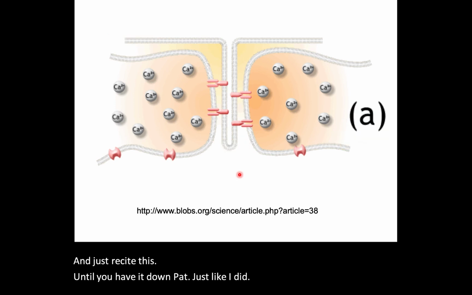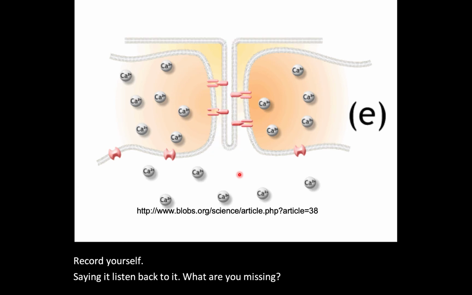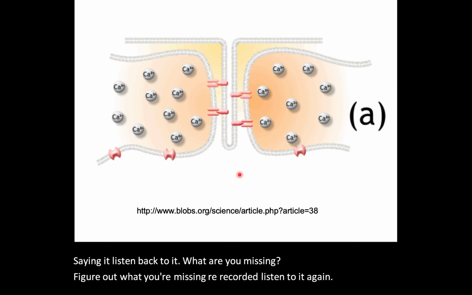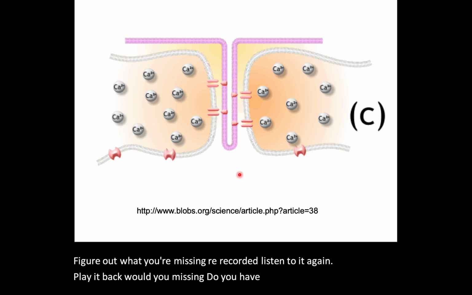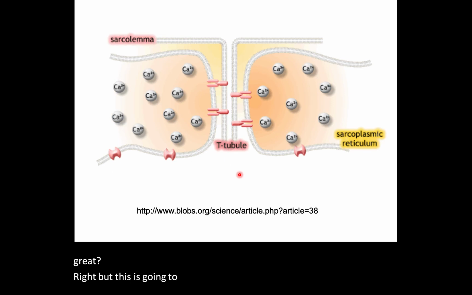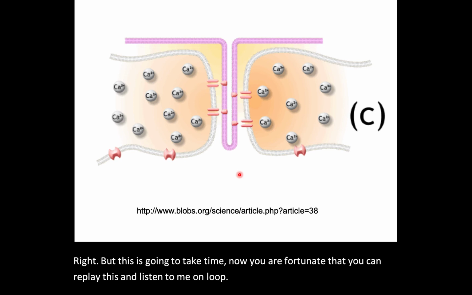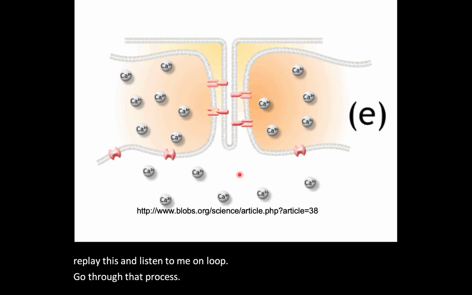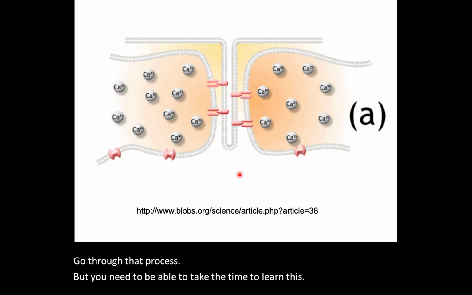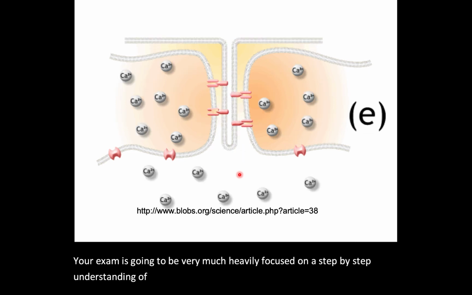Record yourself saying it. Listen back to it. What are you missing? Figure out what you're missing, re-record it. Listen to it again. Play it back. What are you missing? Do you have it? Do you have all the details? Great. But this is going to take time. Now, you are fortunate that you can replay this and listen to me on loop. Go through that process. But you need to be able to take the time to learn this. Your exam is going to be very much heavily focused on a step-by-step understanding of how muscles contract.